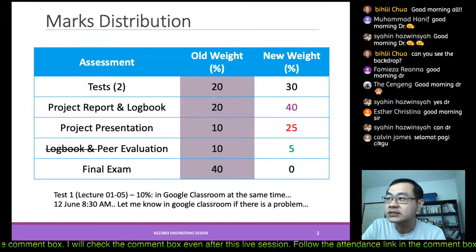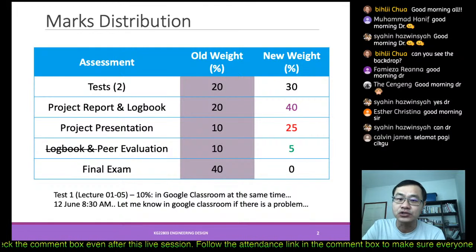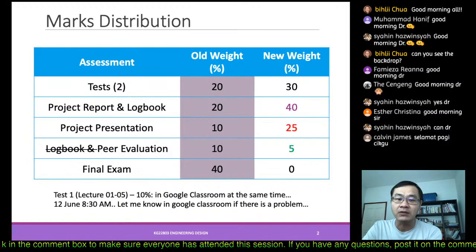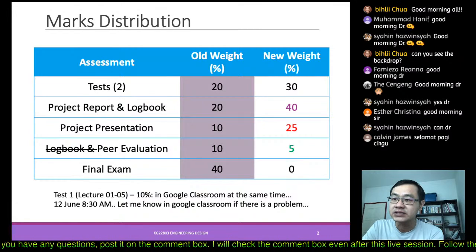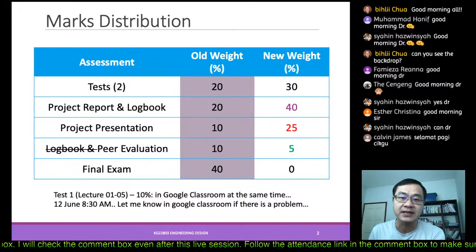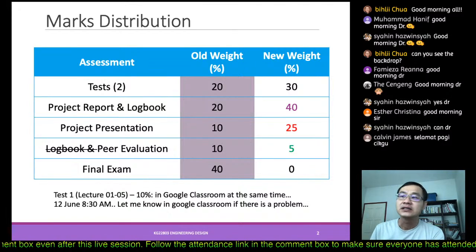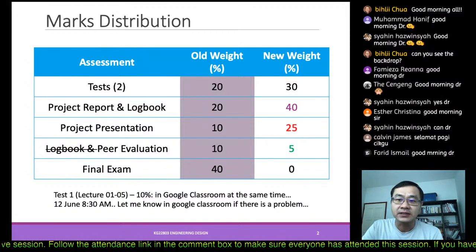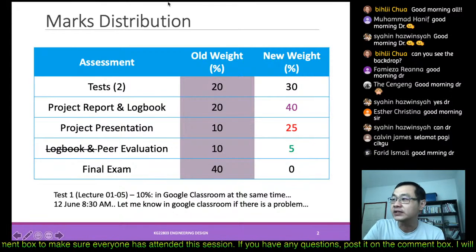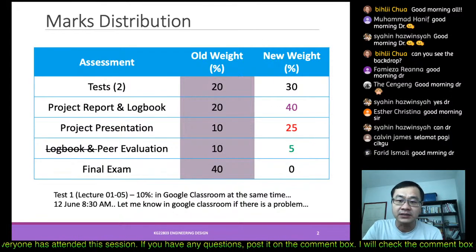All right, so this slide is just to show you and remind you about the type of assessment that you have. We will try to have our first test, to cover from the first lecture to the fifth lecture. That will be everything before the design components itself. It will take 10% out of the 30% given here, right?